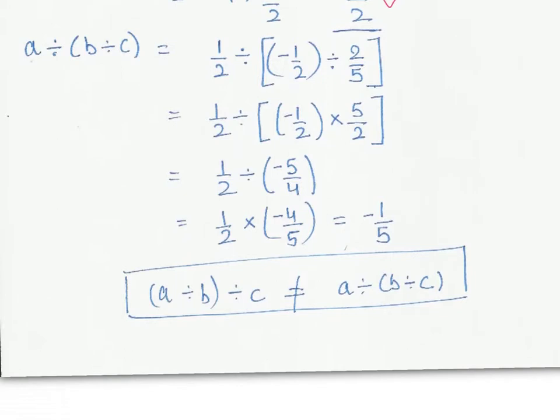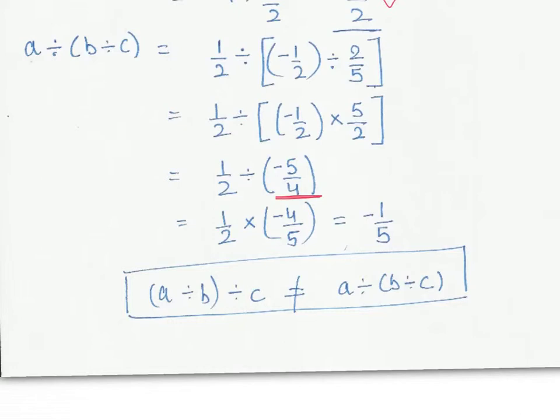That is, let's first compute the division of b by c and then divide a by this. So in this case, you can see that I have grouped minus 1 by 2 divided by 2 by 5. Proceeding in the same way as we did earlier, converting it into a multiplication sum, we just exchange the numerators and denominators, and then we multiply both the numerators and denominators. We get minus 5 by 4.